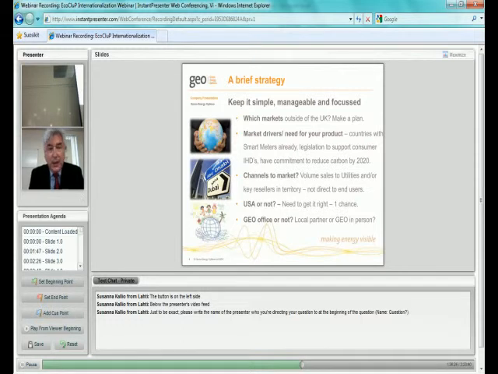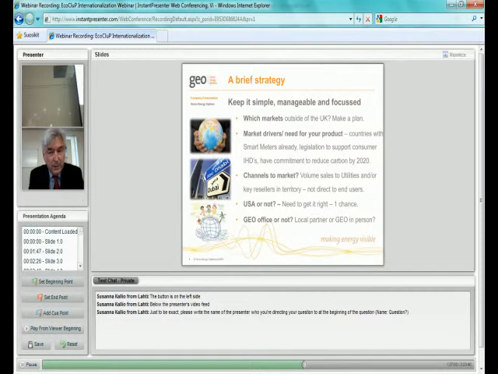When Green Energy Options were wondering which markets they should explore outside of the United Kingdom, they embarked upon a process of identifying, first of all, what are the market drivers and where are they that are appropriate for Green Energy Options products. And in that respect, countries that have smart meters already or are about to introduce them, that have legislation to support consumer in-home devices, as we have here in the UK, and of course within the European Union in particular, have a commitment to reduce carbon emissions by 2020.